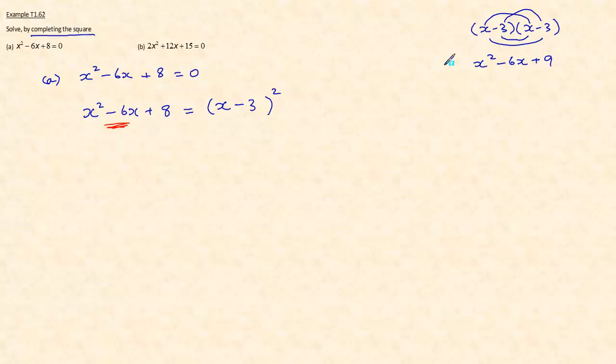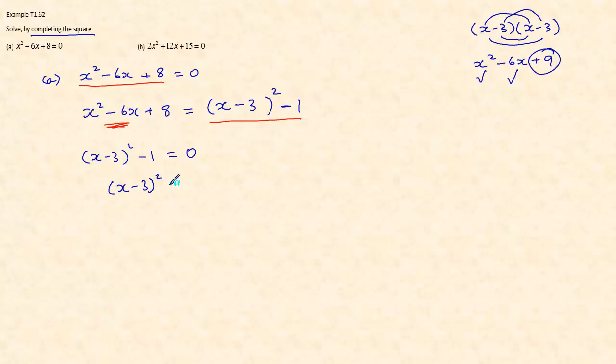Now if we look at this, x squared we want, negative 6x we want, but this gives me a plus 9, and I want plus 8. So if I just subtract 1 from here, that's done. And this is completed square. So I have x minus 3 all squared, take away 1, is equal to 0. So we've replaced the x squared minus 6x plus 8 with the x minus 3 all squared, take away 1. So now x minus 3 all squared is equal to 1.